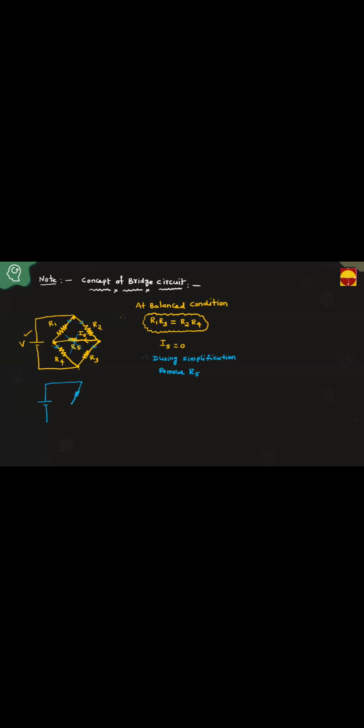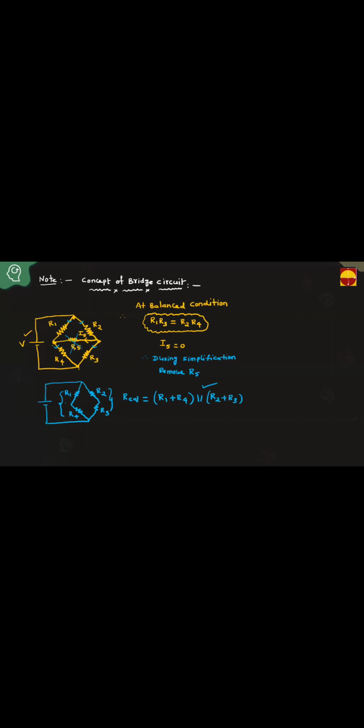By removing R5, if you draw the equivalent, this is R1, this is R2, this is R4, sorry, this is R3. Then R1 and R4 are in series, so R equivalent equals R1 plus R4, which is in parallel with R2 and R3. R2 and R3 are also in series. These two are in series and these two are in series, but these two combinations are in parallel. Like this, you have to analyze at balanced condition.